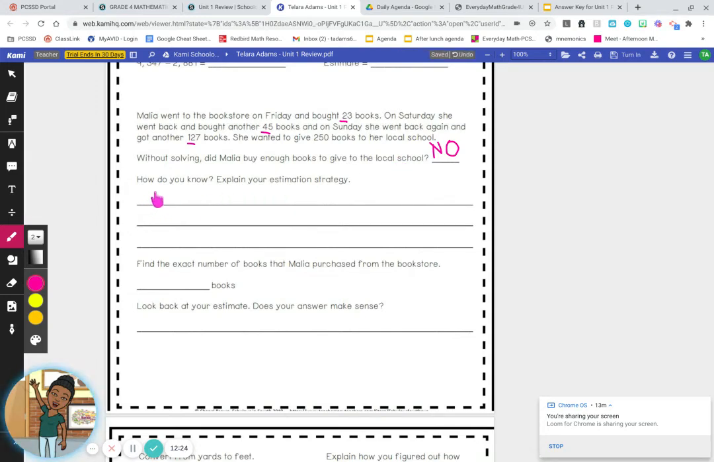Using front-end estimation, I use the first digit, or I'll round it to the nearest 10. Your estimation strategy is completely up to you. After you write how you know, I'm going to erase this, and you explain your strategy, whether it's front-end estimation or rounding to the nearest 10. I want you to tell me what you did.